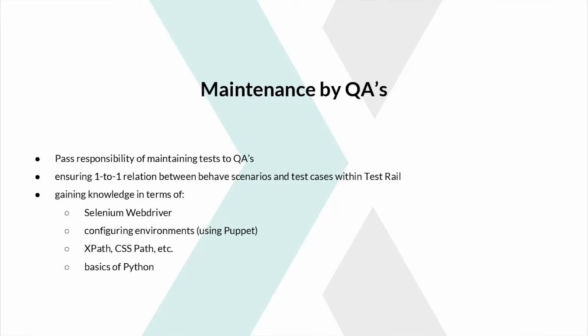Okay, so after a year, we fully passed the responsibility of maintaining tests, both manual and automated, to QAs. We are ensuring a one-to-one relation between Behave scenarios and test cases just to keep clean code both in the Behave repository and TestRail. And of course, for example, if we don't have to manually upload 50 files with different extensions, we just spend some time to write the automated tests and just verify the TestRail results after a while. So we were gaining knowledge in lots of different stuff around.